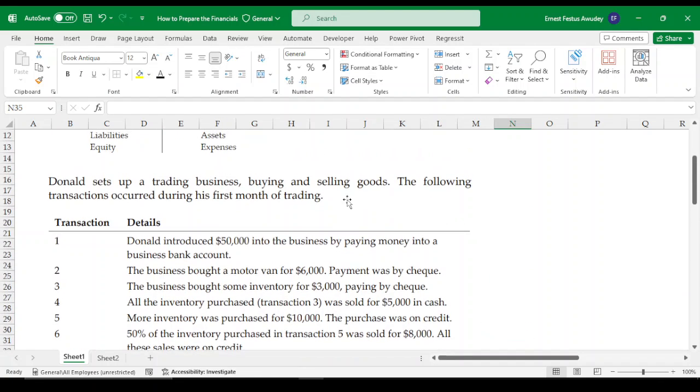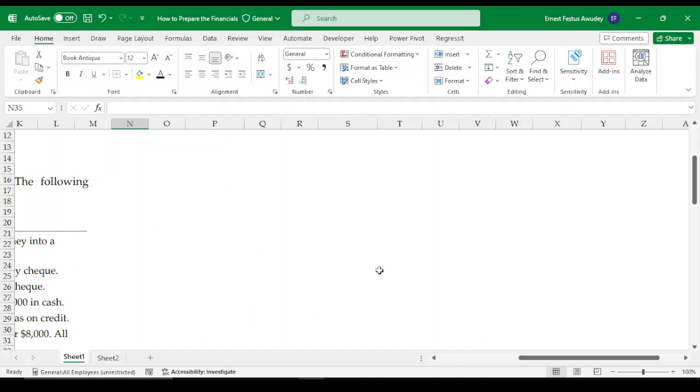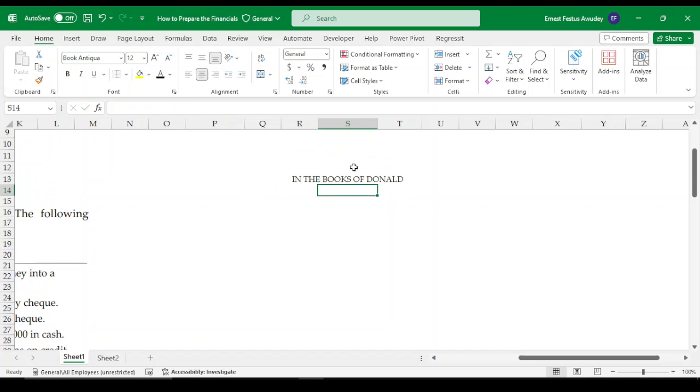So since you have looked at our question, let us look at how we are going to do this and also apply some automation techniques. So first of all, what you have to do is to give it a nice heading here. So we can say in the books of Donald at the top there.